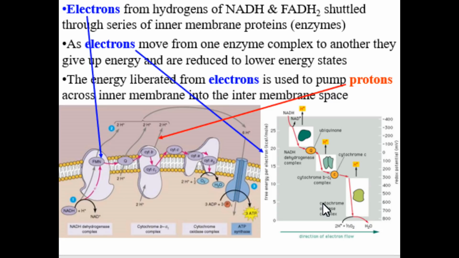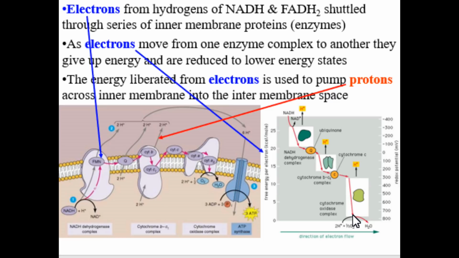In fact, this energy that's given up when you drop down an energy state is used to pump the protons against their concentration gradient. Remember, moving substances against a concentration gradient, like carrying something up the stairs, takes work. It takes energy. It's not ATP that's the form of energy in this case. It's the energy that's given up by these electrons.